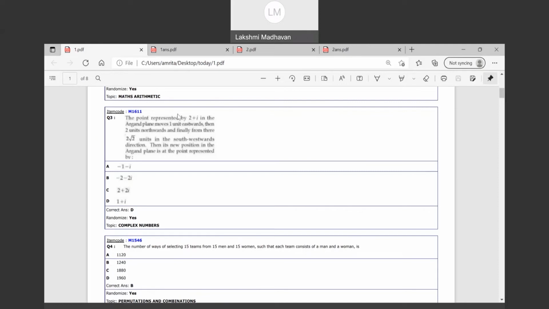So I'll read the question once again. Here we have the point which is 2 plus i. It first moves 1 unit eastward, then it moves 2 units northwards, and then it moves 2√2 units southwestwards. And we have to find the new position. So in the answer, we are given different options. It's like 1 plus i, 2 plus 2i, minus 2 minus 2i, minus 1 minus i. So different options are there.